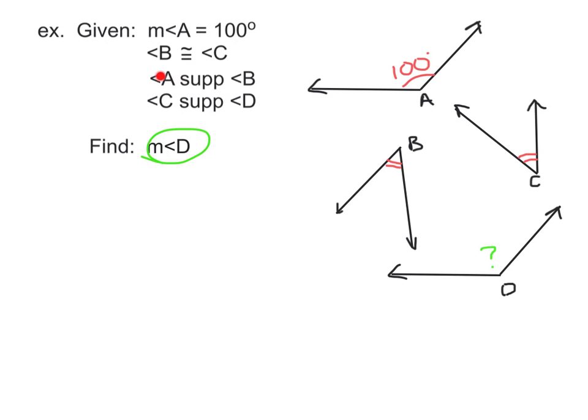If A and B are supplementary, so here's A, here's B, if they're supplementary, subtracting, that means that angle B is now going to be 80 degrees. Well, if angle B is 80 degrees, then that makes angle C 80 degrees, because they're congruent. Okay, if those are both 80 degrees, but then it tells me that C and D are supplementary, that means that D is 100 degrees.